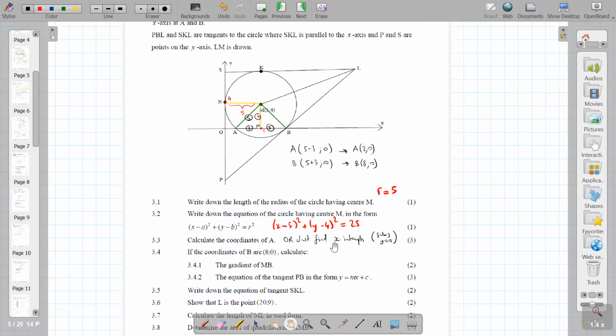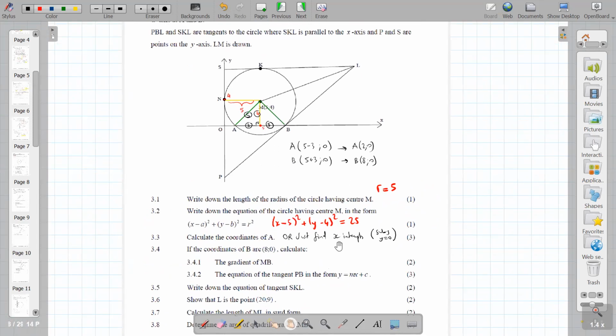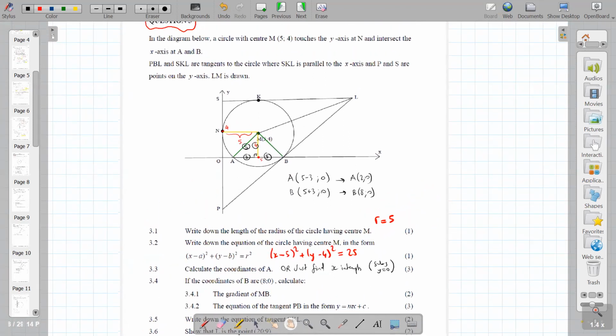Let's write down the tangent SKL. Okay. Now, for SKL, do we know L or do we know S? Is it a parallel line? Yeah, you see that. So that's why I just go up and see what it says. It says SKL is parallel to the x-axis. So that's a horizontal line.